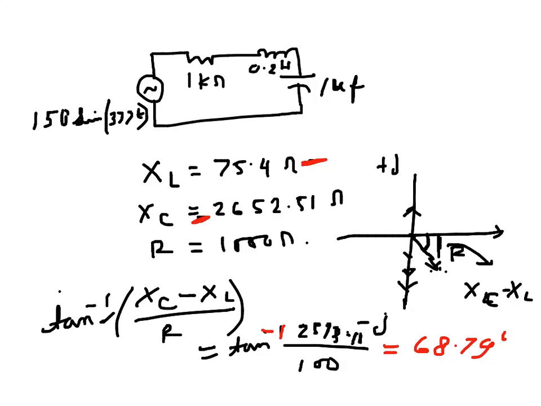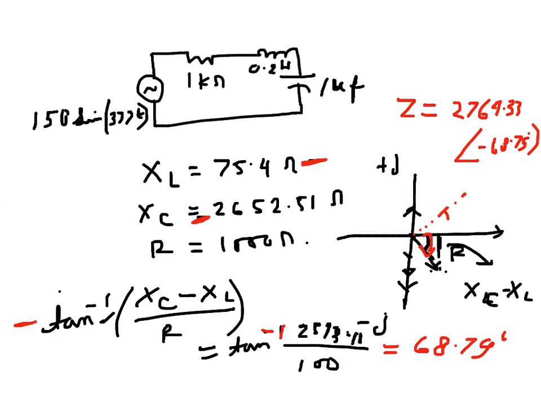So the magnitude of impedance was, as I did before, 2764.33, and with the angle, this is negative 68.79. Of course it will be negative because, if XL had been greater than XC, the angle would be somewhere here and the angle would be positive.